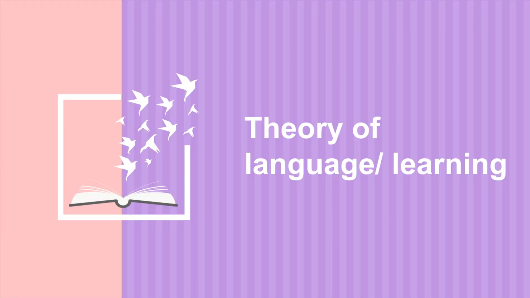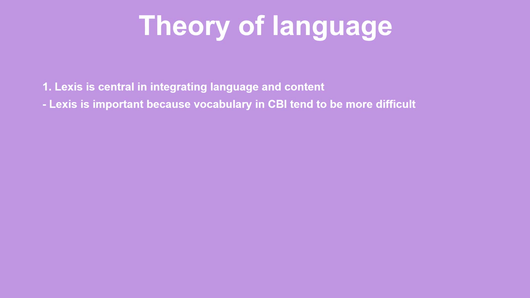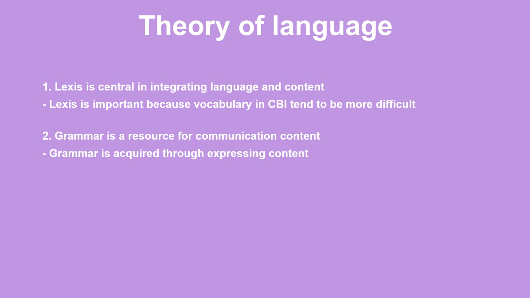Theory of language and learning. First, theory of language. Lexis is central in integrating language and content. Lexis is important because vocabulary in CBI tends to be more difficult. Grammar is a resource for communication content. Grammar is acquired through expressing content. Grammatical progression is based on the demands of content rather than in terms of grammatical difficulty.